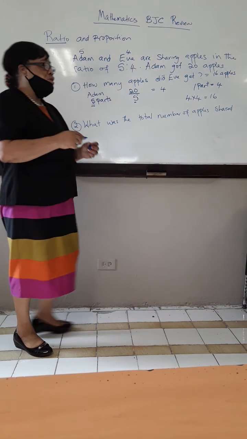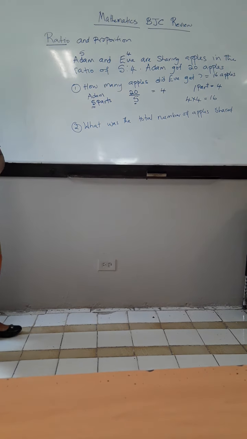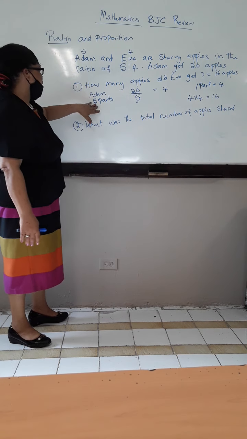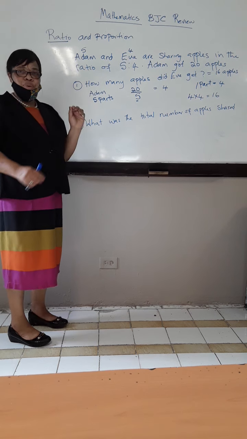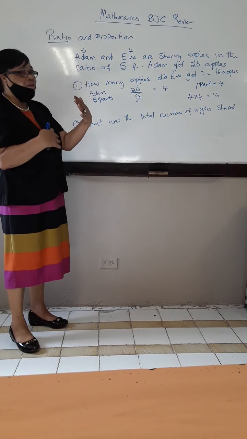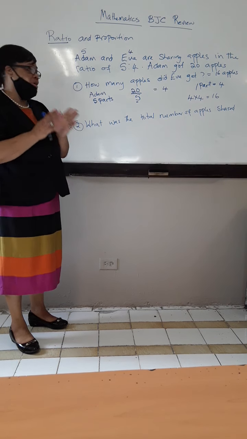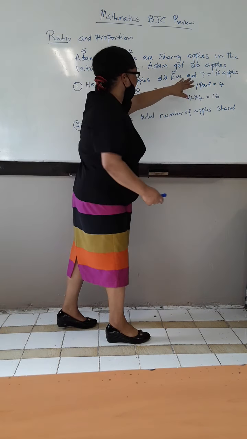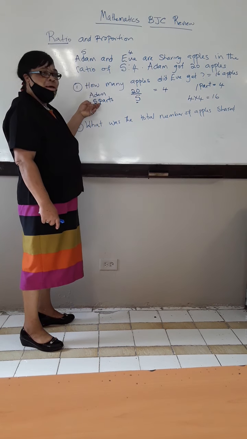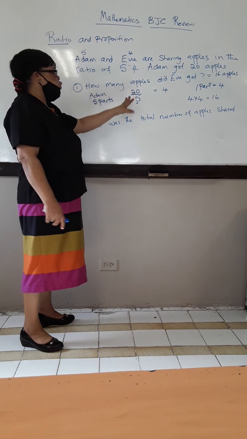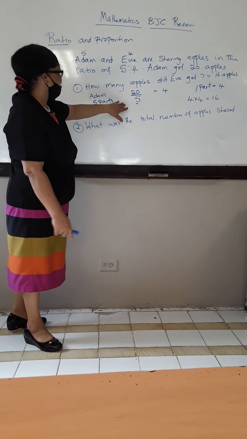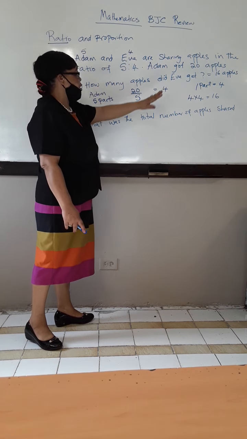Now, this is just the reverse of what we did earlier. And students have to remember that when you are given the share that the person gets, we are doing the opposite of what we did when we did multiplication. We are now doing division. Adam got 20 apples. We have to divide that 20 by the number of parts for Adam, which is 5. 5 into 20, 4. So 1 part is 4. So I can find out how many apples Eve got by now multiplying 4 times 4 is 16.